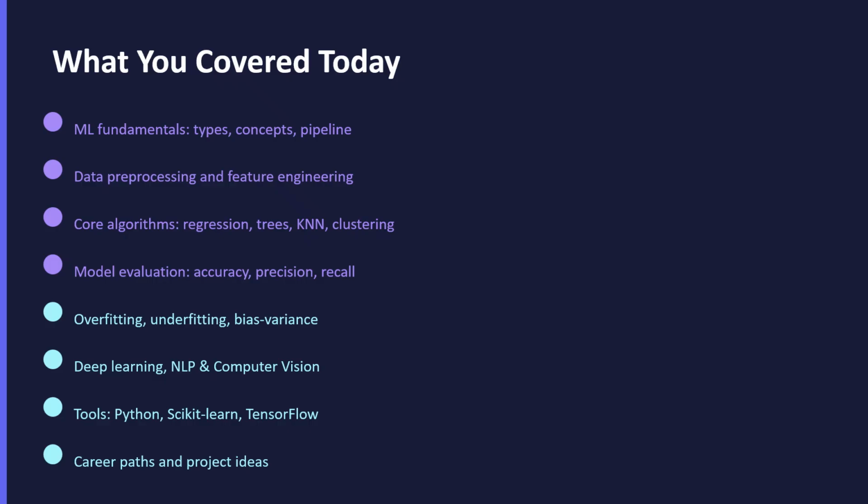In this single video, you covered ML fundamentals, what it is, types, and how it works, data preprocessing, that is cleaning, scaling, and splitting data, 5 core algorithms, that is linear regression, logistic regression, decision trees, KNN and K-means, model evaluation, accuracy, precision, recall, and the confusion matrix, the bias-variance trade-off and how to avoid overfitting, deep learning, NLP, and computer vision, the cutting edge of AI, your full ML toolkit, that is Python, Pandas, Scikit-learn, TensorFlow, and career paths with real salary ranges. That is a massive amount of knowledge. Now it's time to act on it.